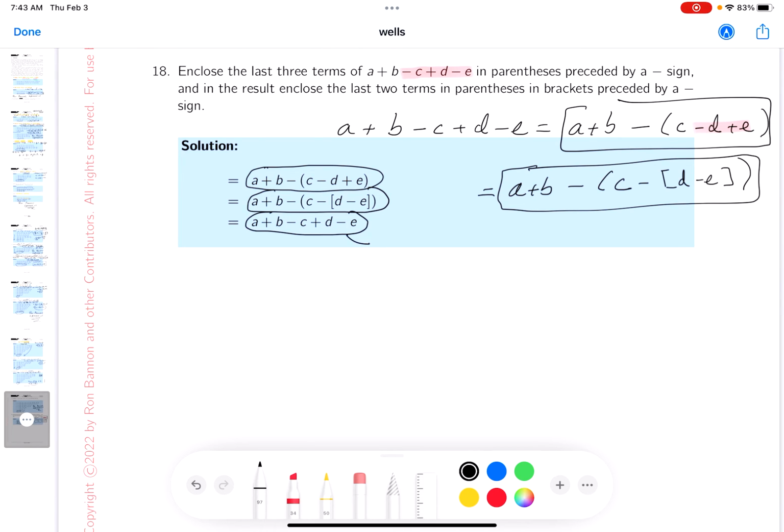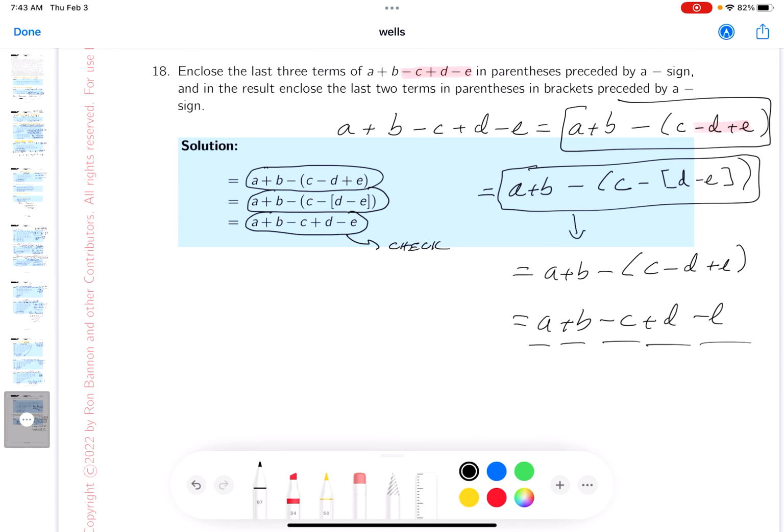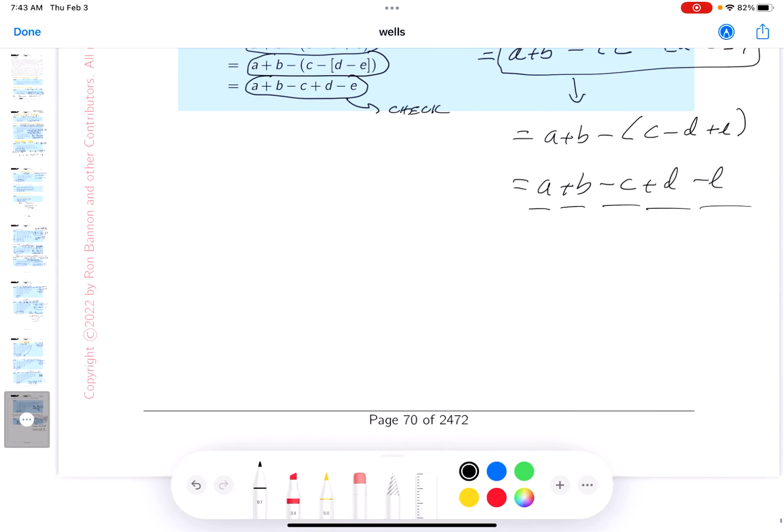Now, someone says, I wonder what they did over here. This is just me, and I want to check it. How do you check something? Remove the grouping symbols. A plus B minus, this would be C minus D plus E. I've got to remove the grouping symbol. A plus B minus C plus D minus E. Is that what I had in the original problem? A plus B minus C plus D minus, that's an E, by the way. Yeah, looks good.